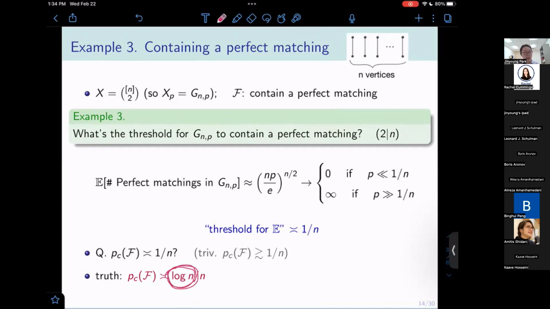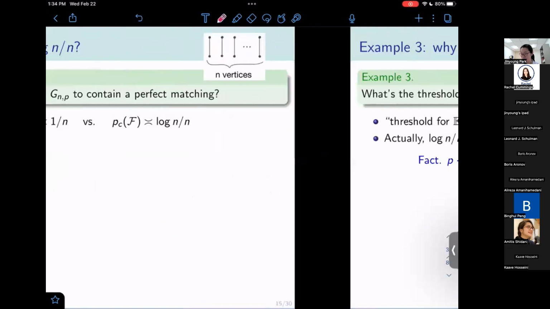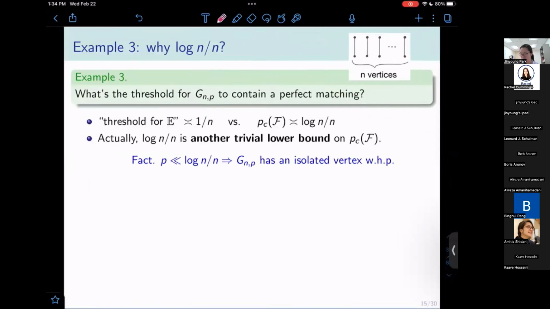So then let's think about why we have this log n. Another well-known fact is that actually log n over n is another trivial lower bound on the threshold. And this is because of the fact that if p is much smaller than log n over n, then typically G(n,p) has an isolated vertex. And because a perfect matching is a spanning graph, if there is an isolated vertex, then of course there's no perfect matching. So in this case, the expectation was not the main obstruction, but the main obstruction is the existence of an isolated vertex. And because of that, we have another lower bound log n over n for the threshold.